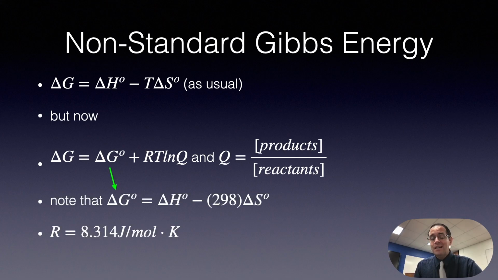Now, delta G standard comes from the calculation of delta H minus T delta S, where the temperature is 298 Kelvin, which is standard state. Okay, R is 8.314 joules per mole per Kelvin, and temperature is whatever temperature of the chemical reaction that you're looking at. And ln means natural log, and Q is the reaction quotient, right? We saw that when we were talking about equilibrium. It's the concentration of products divided by the concentration of reactants.